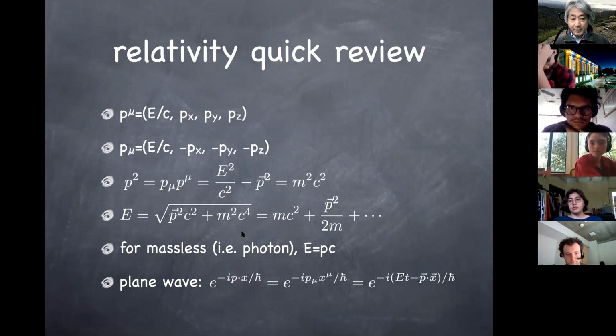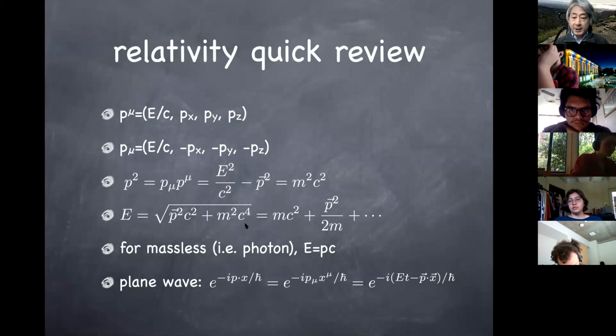As I said, you don't want to memorize stuff in physics. You can derive everything from first principles. The first principle here is the fact that energy and momentum transform as a Lorentz 4-vector. That's pretty much all you need to remember, and then you can derive this expression for energy right from there. For a massless particle like the photon, you set m equals 0 in this formula, and you arrive at this expression, E equals pc.